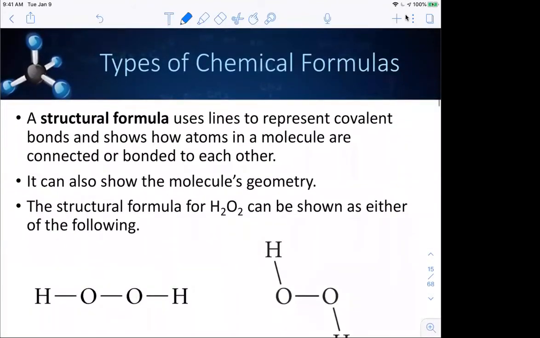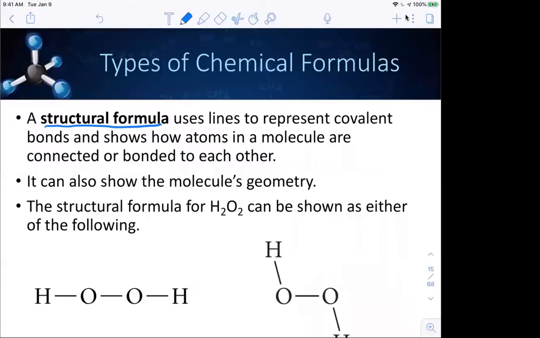Now, the structural formula is the best one. If you go on to take organic chemistry, the structural formula is really the only formula you're ever going to use. In this Gen Chem class, we can actually get a lot of information out of our regular molecular formula, so we use those a lot as well.